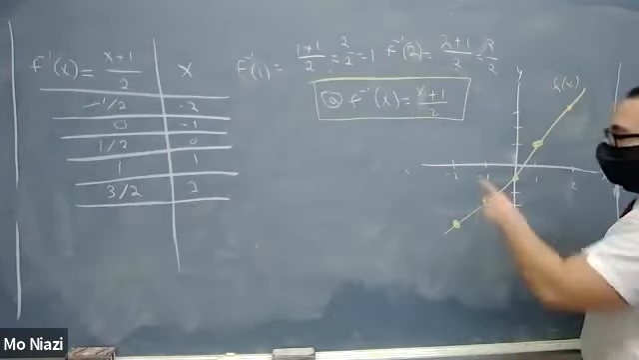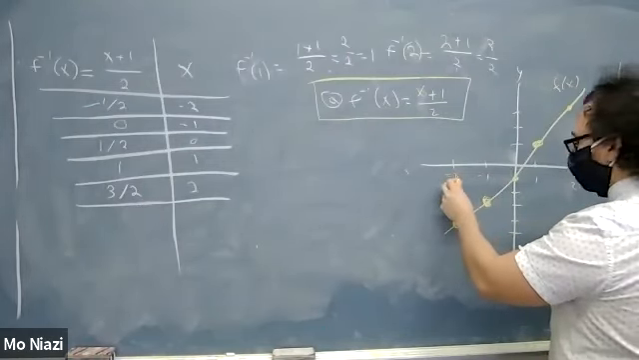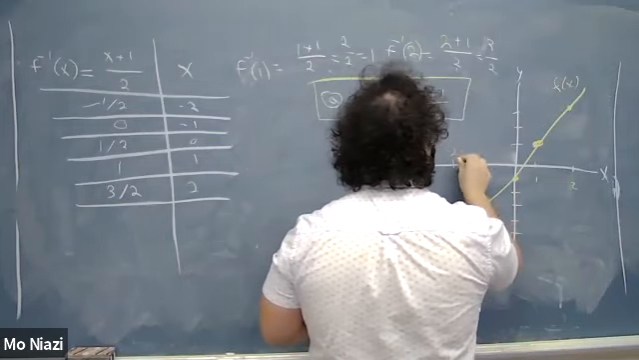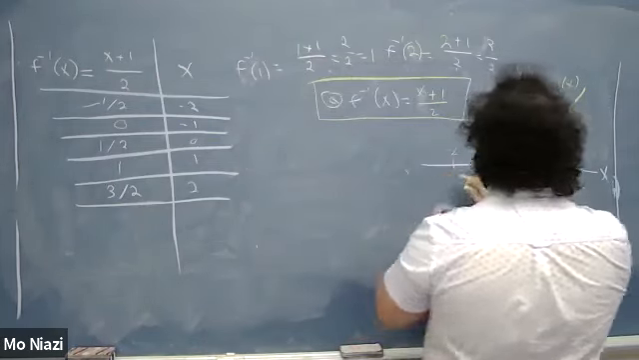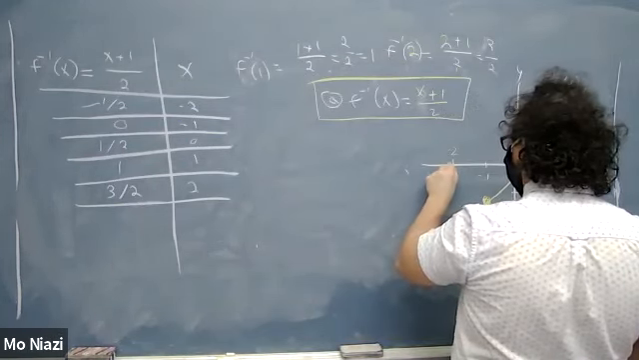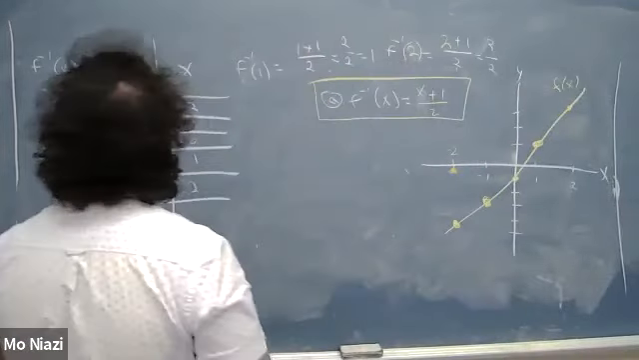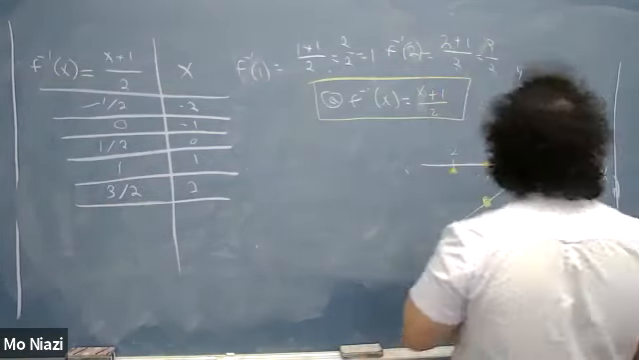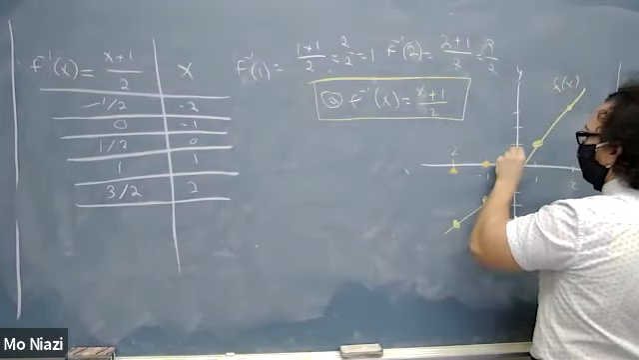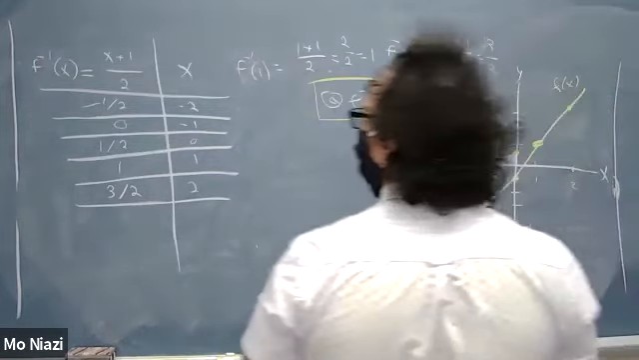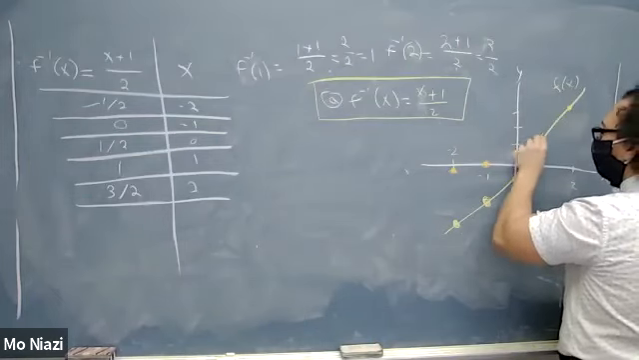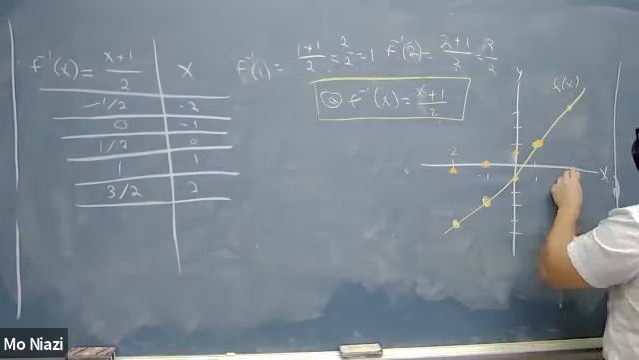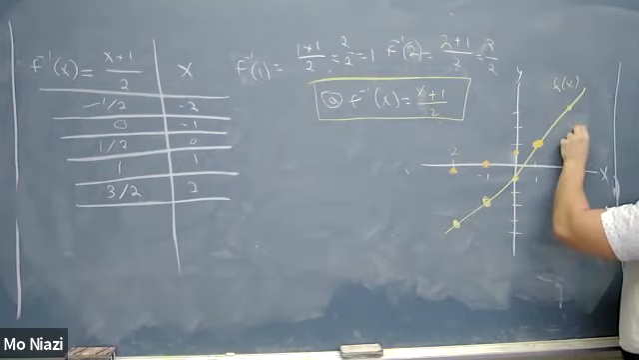I go to -2, I find a -1/2 and I put a dot. I'm just going to move this -2 up here. I go to -1, I find a 0, I put a dot. I go to 0, I find a 1/2, I put a dot. I go to 1 and I find a 1 and I put a dot. I go to 2, I find a 3/2, which is like 1.5, right? And I put a dot.